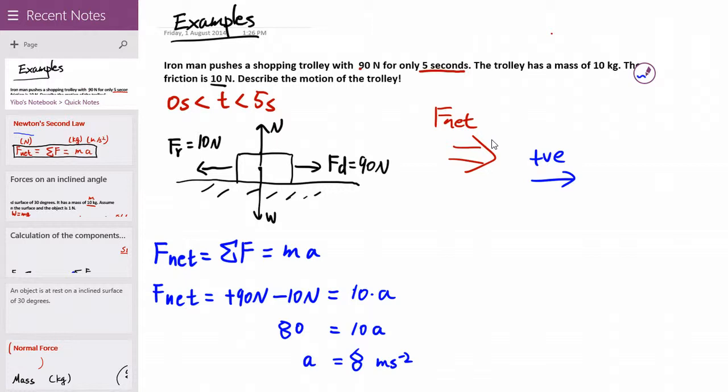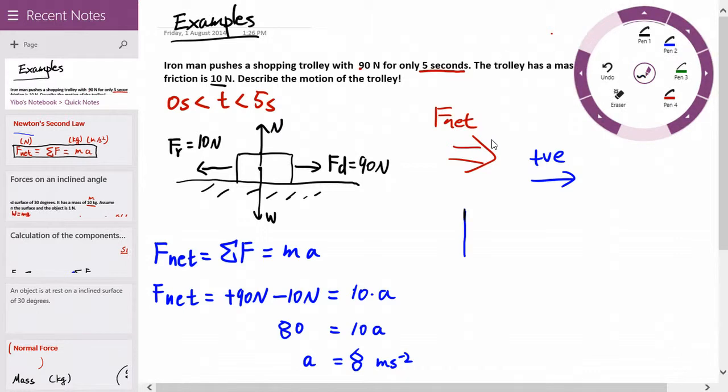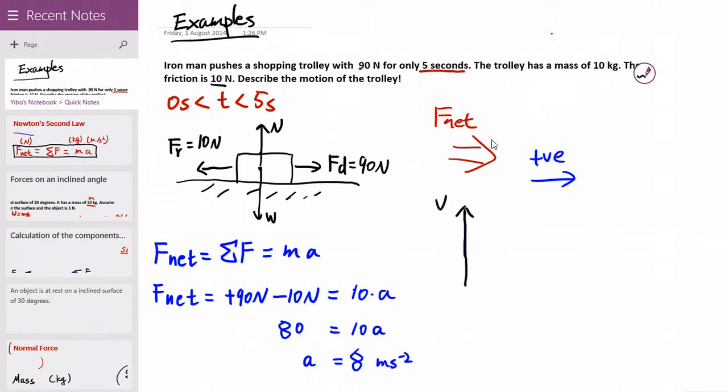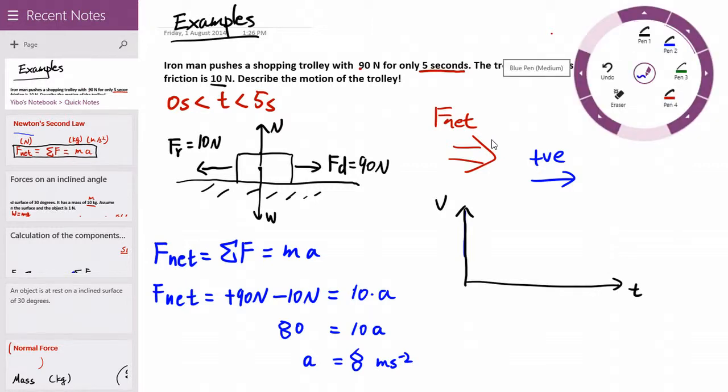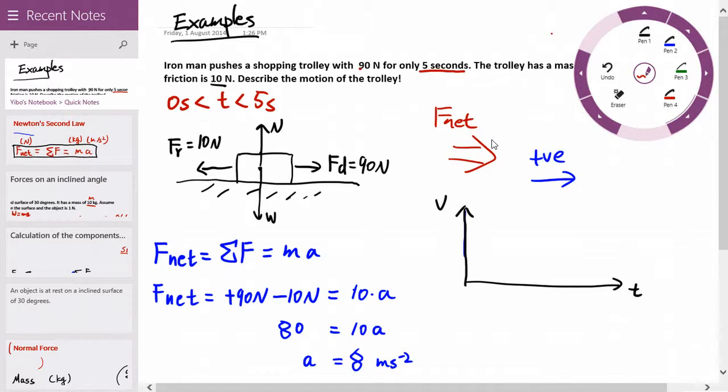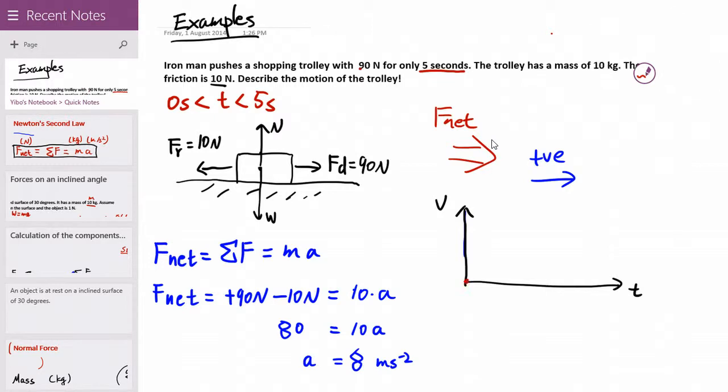So if I'm going to draw a velocity and time graph of the trolley, let's assume the trolley starts at rest. For the first 5 seconds, it will have a constant acceleration of 8 meters per second squared. So the trolley will be speeding up, speeding up, speeding up for the first 5 seconds. Clear? So that's the first 5 seconds.